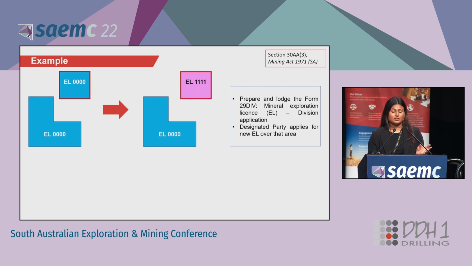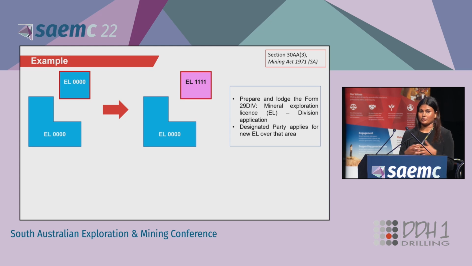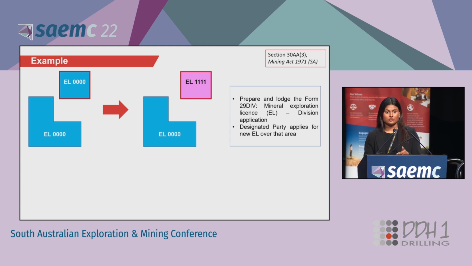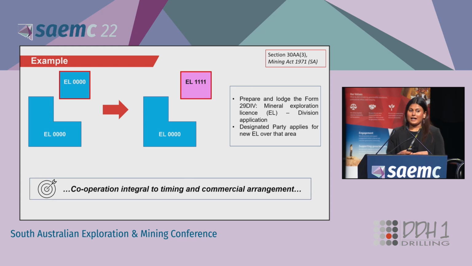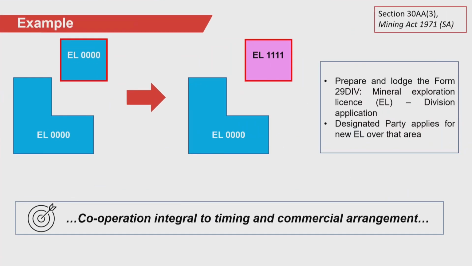It's a two-step process where you have to prepare the division form and lodge that with the department, have it approved, and then that designated party can actually apply for the ELA. In our experience, we find that it's better to do those two components together and lodge it all in one go, just to reduce that administrative burden. And then cooperation is integral to the timing of this application and when it's granted. So if both parties aren't cooperating, it's going to delay that time frame, and obviously it's contingent on the commercial arrangement as well.